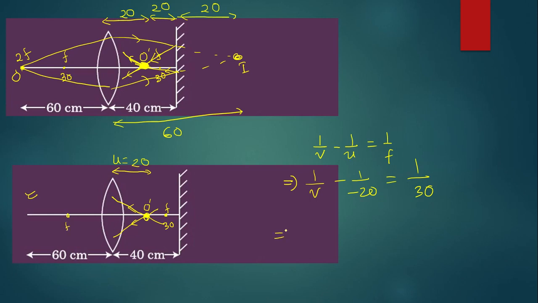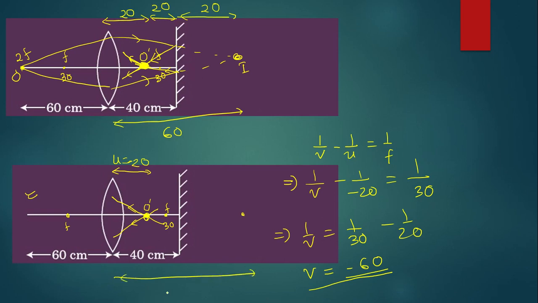So this is 1 by 30. So V will be equal to 1 by 30 minus 1 by 20. When you take LCM and solve this particular question, you will get the image distance minus 60. Minus 60 means, in this particular convention, minus means right hand side. So image will be formed at a distance of 60 centimeter from the lens.